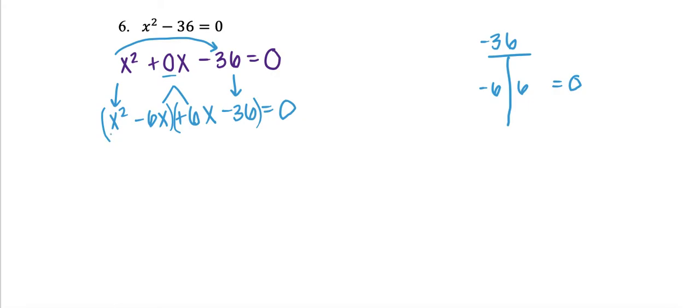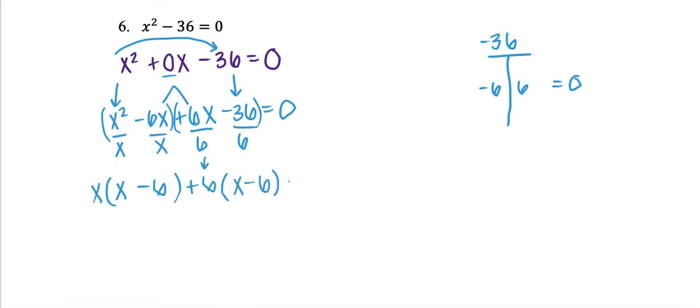So the first one, you're always going to be taking out a letter, in this case x. There's no number I can take out. For the second one, they both don't have an x, so I can't take out an x. But the biggest number that goes into both 6 and 36 is going to be 6. So my GCF comes out in the front. X squared divided by x, I get x. Negative 6x divided by x, I get minus 6. And then again here, my GCF goes out in the front. And then I have x minus 6.